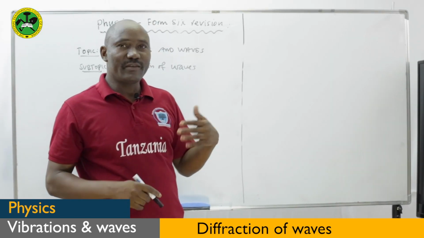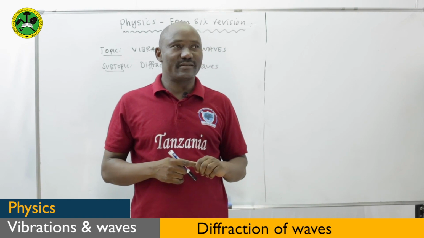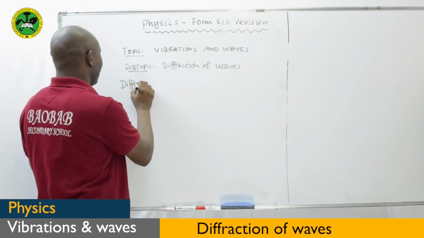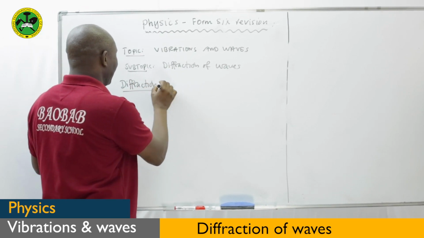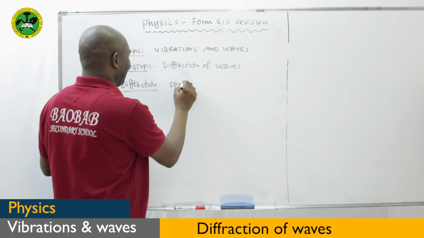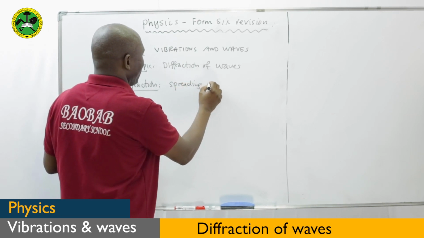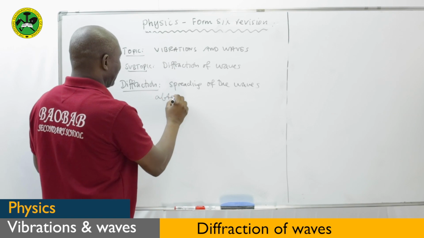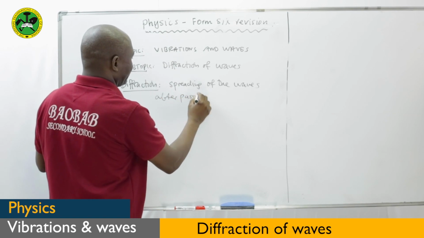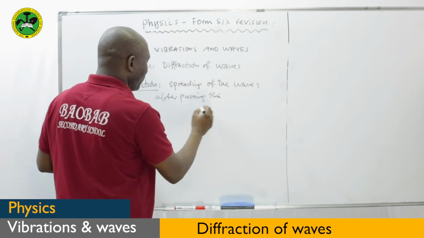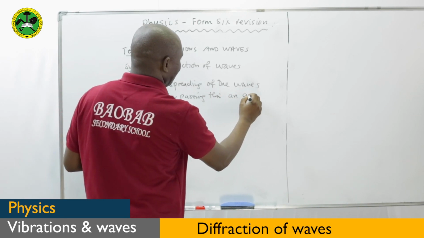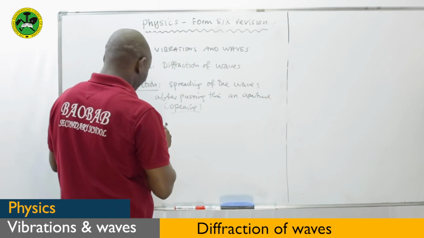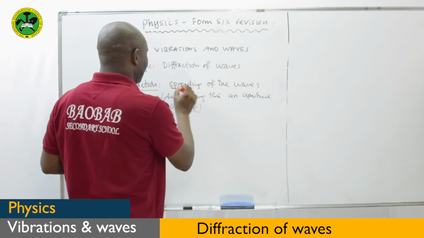So now, if you go back to our definitions in your class, the word diffraction is the spreading of the waves after passing, when passing through an aperture. Talk of any opening. The word spread, bending.